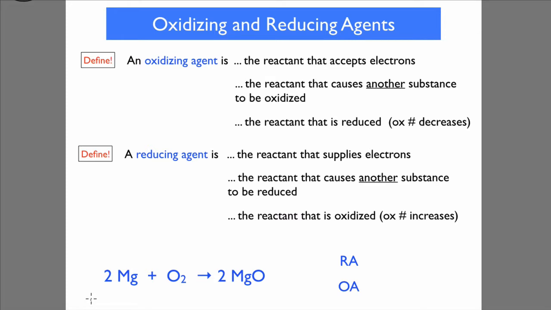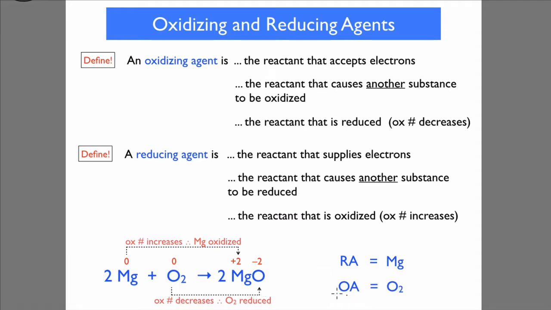Let's have a look at this one here. So we've got magnesium increasing in oxidation number from 0 to +2. And we've got oxygen decreasing in oxidation number from 0 to -2. So if the oxidation number is increasing, magnesium is oxidized, and if the oxygen is decreasing, oxygen is reduced. Therefore, if magnesium is being oxidized, it must be the reducing agent, and if oxygen is being reduced, it must be the oxidizing agent.